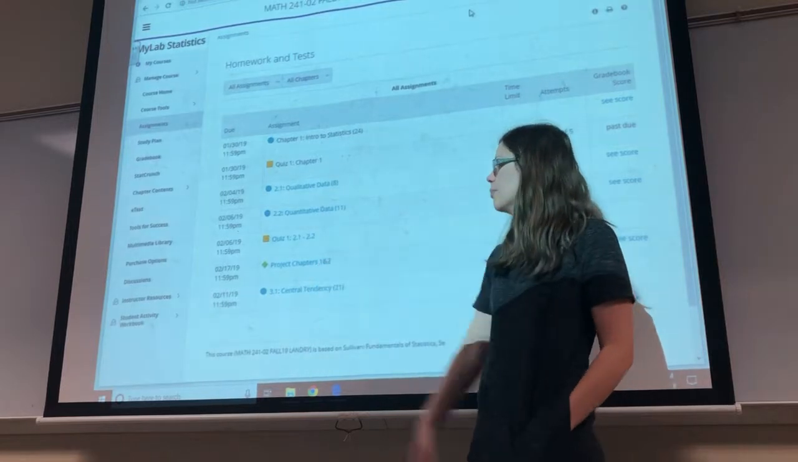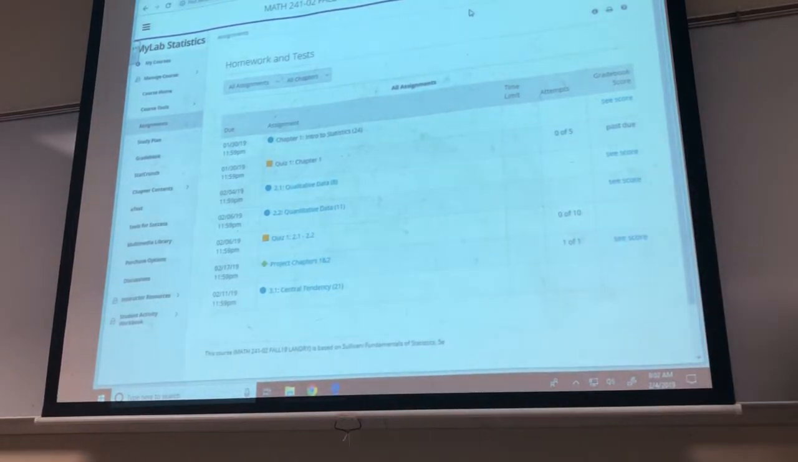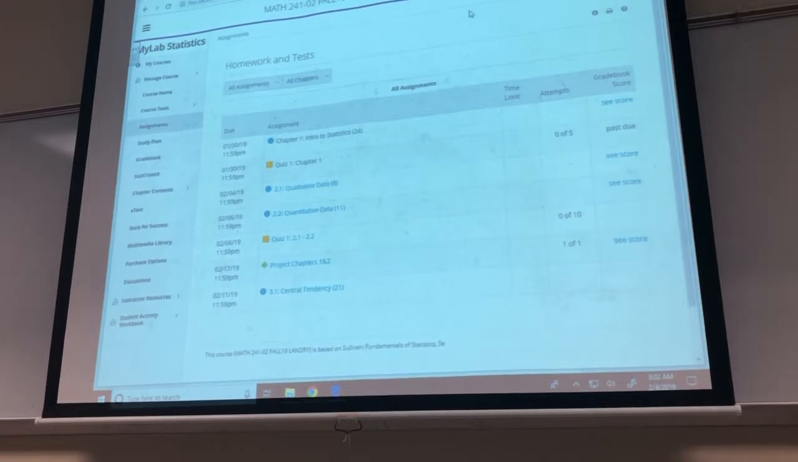And then the project we talked about last time, if you want to go ahead and attempt that. It's not due until right before our test, but the sooner you do it, the sooner I can get it graded and you can get some feedback.